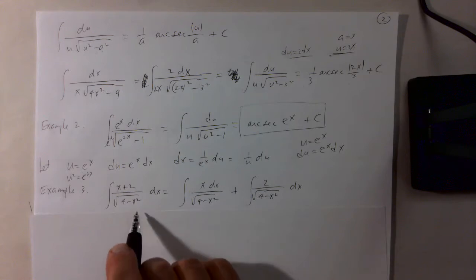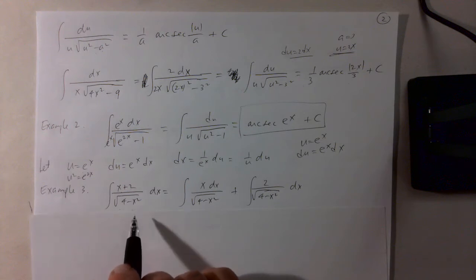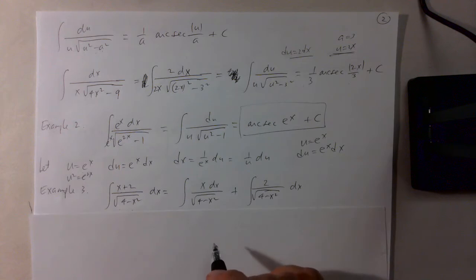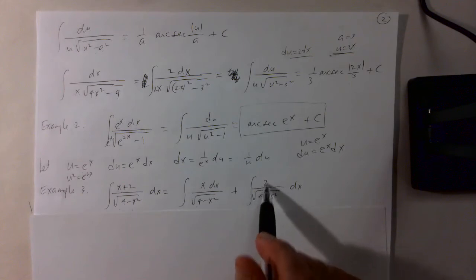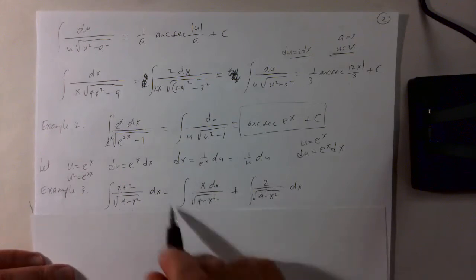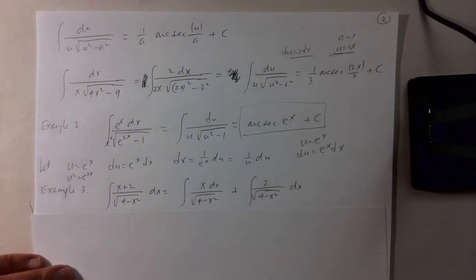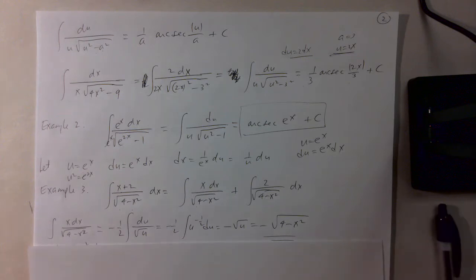Sometimes you have to split one integral into 2. So suppose I have the integral of x plus 2 over the square root of 4 minus x squared. You can try to do it directly. If you succeed, great. If not, you could split it up as 2 integrals. The integral of x over the square root plus the integral of 2 over the square root. And then we do those 2 integrals separately. If you look at this, it should be clear that a substitution u equal 4 minus x squared will solve the problem for you.